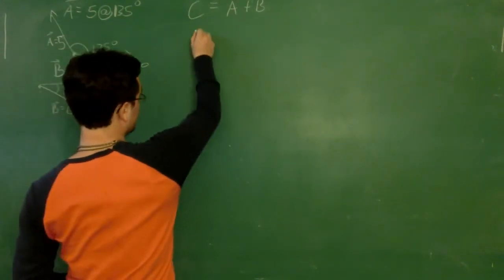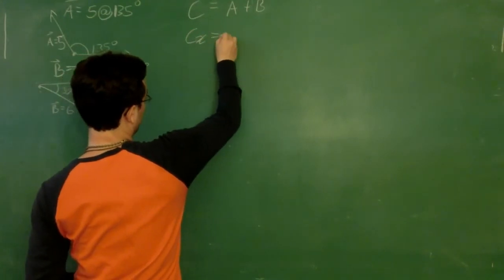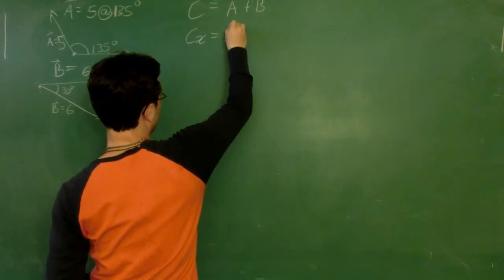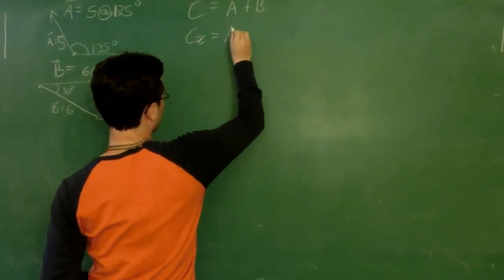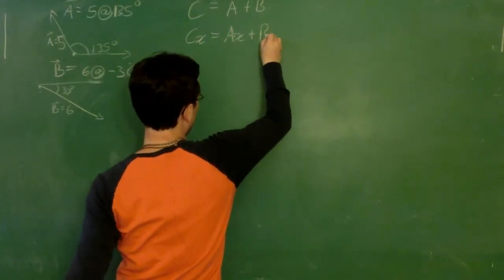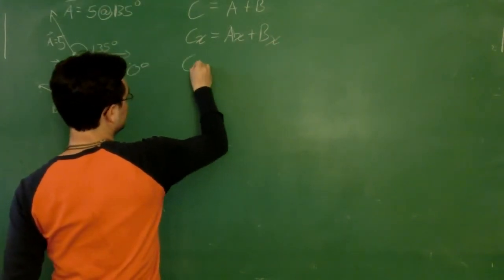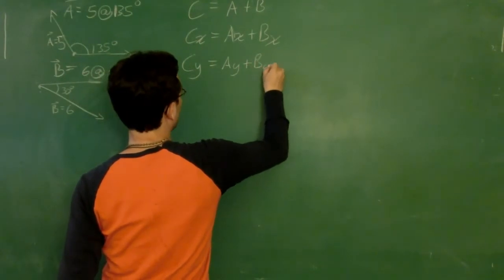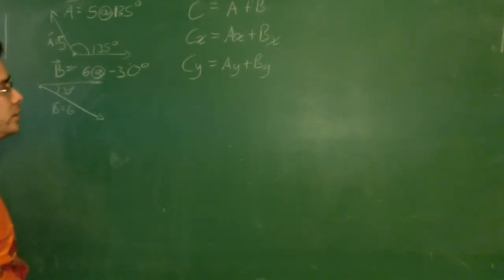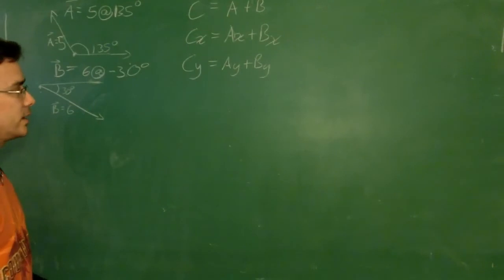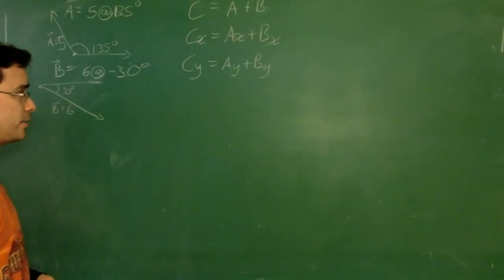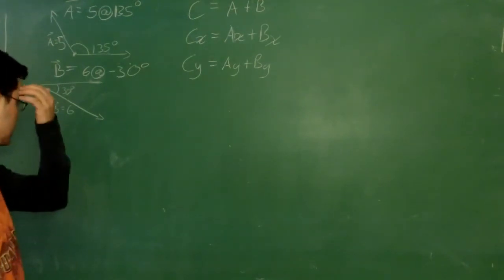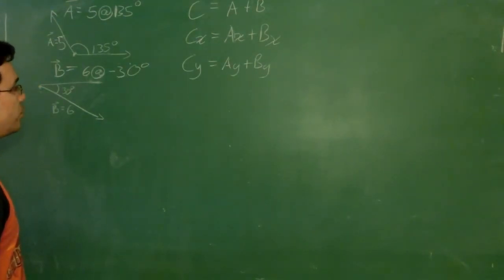What we can do is split this down into our components. C sub x equals A sub x plus B sub x, and C sub y equals A sub y plus B sub y. So we split these out into components. That makes them at right angles to one another, so we can actually do our math on them, like the Pythagorean theorem, or apply our sines and cosines. We can only do that if we have a right triangle.